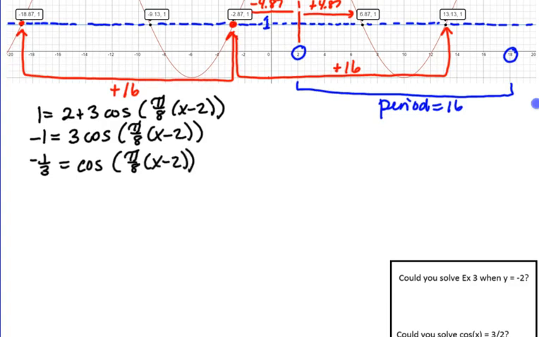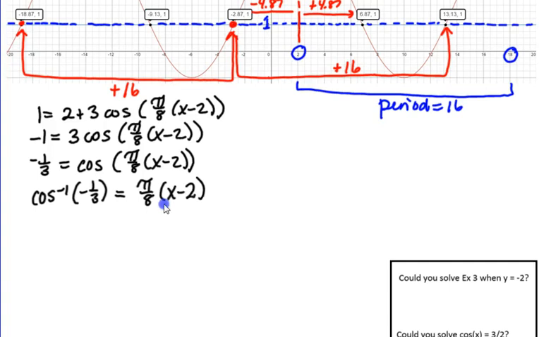Now for those of you who may be slightly algebra challenged, do not attempt to do any of these numbers inside the cosine function until you have dealt with cosine. You have to work from the outside in when you're solving an equation. So the next thing I have to do is deal with cosine. How do I undo cosine? Using inverse cosine. So my next step would be saying inverse cosine of negative 1/3 is equal to all of this stuff that is inside the cosine function, pi over 8 times x minus 2.